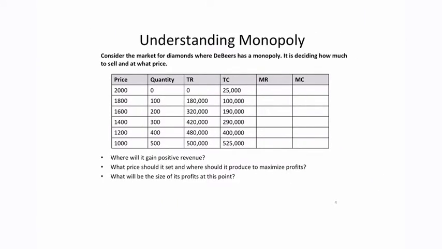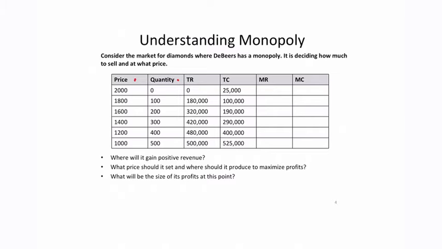So let's look at an example to understand this in greater detail. Let's consider the market for diamonds where De Beers has a monopoly and it is deciding how much to sell and at what price. As you can see here, we have the various prices that De Beers can set and the corresponding quantities of diamonds that will be sold at each price. Remember, total revenue is simply price times quantity, and the total cost is going to be reported by the monopoly.